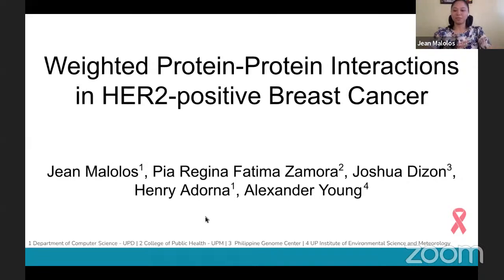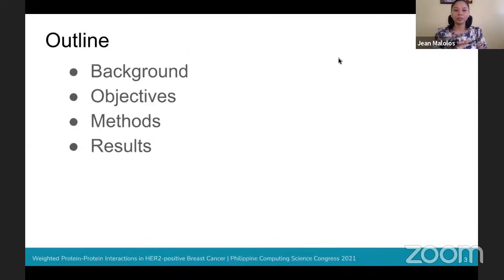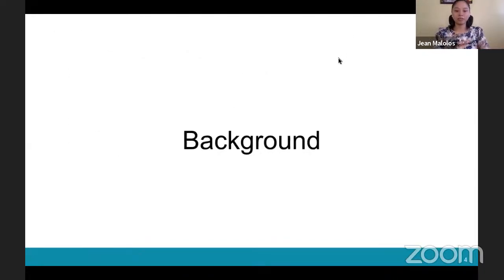So good morning, everyone. Here is our study, weighted protein-protein interactions in HER2-positive breast cancer. We would like to acknowledge that this exploratory study was a product of the Philippine Genome Center Course for Bioinformatics training and internship program last November to December 2019, where Sir Dizon was our mentor from PGC, and Dr. Adorna and Dr. Young were our advisors. Here's the outline for this presentation.